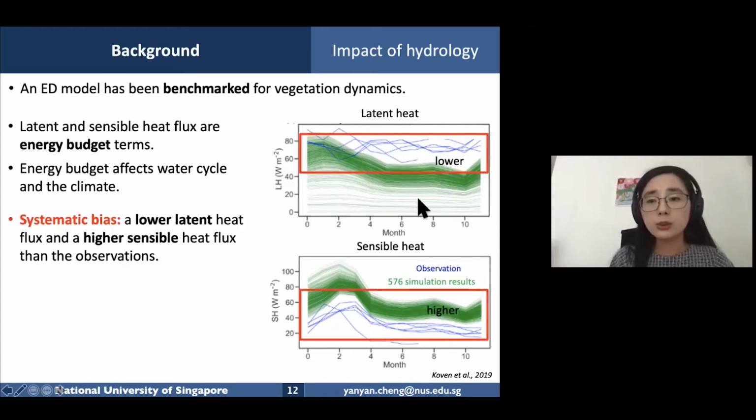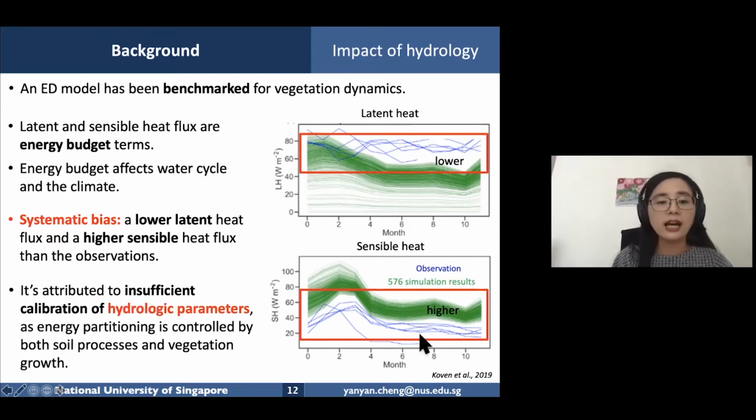So when we see the results here, the blue color is for the observation, and the green color is from the benchmark with more than 500 simulation results. We can see it has a systematic bias for simulating this energy budget, with a lower latent heat and a higher sensible heat. And we have found the reason for this is insufficient calibration of hydrological parameters, because this energy budget is not only controlled by the vegetation growth, it is also controlled by the soil processes.